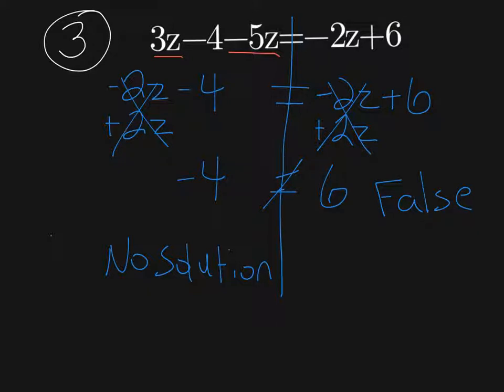If, for instance, you did an equation and you had negative 4 equals negative 4, that would be true, so this would be all real numbers. So you can see that every now and then.